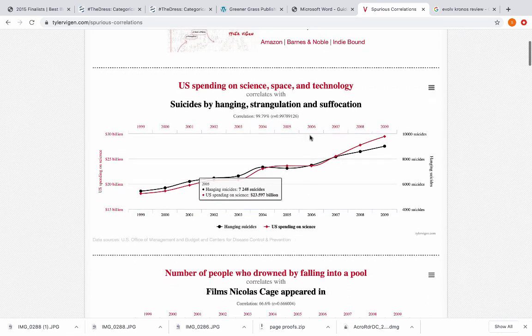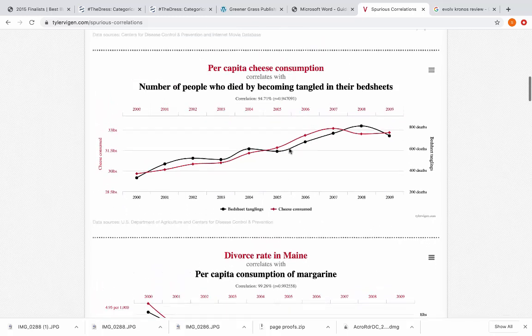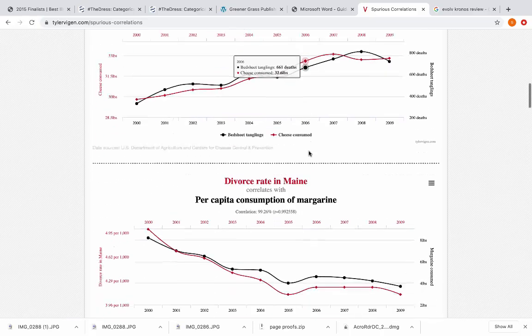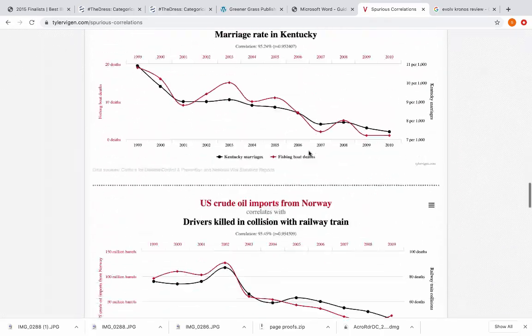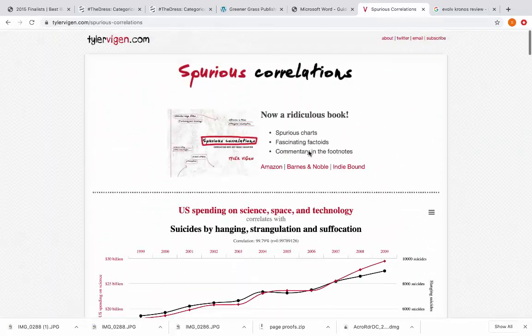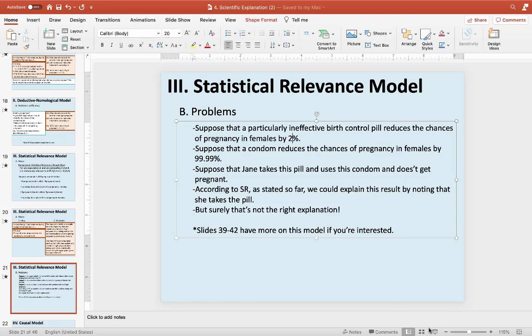And again, this wouldn't be a big deal if this kind of thing happened infrequently, but it happens all the time. So we'll just look at a couple more. Number of people drowned by falling into a pool correlates with Nicolas Cage films between 1999 and 2009. Between 2000 and 2009, the number of people who died by becoming tangled in their bed sheets correlated with per capita cheese consumption. And on and on and on. You can go to Vigen's website and see hundreds and hundreds of these things. He also has a nice little book where he sets these things out. Okay, so back to the slides here.